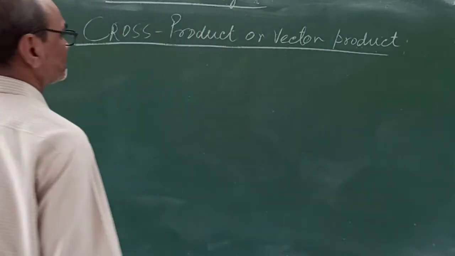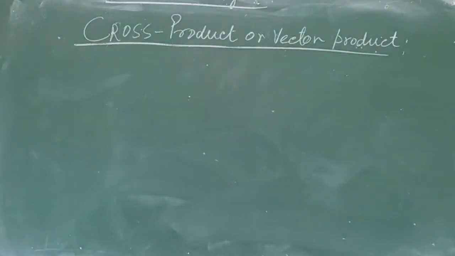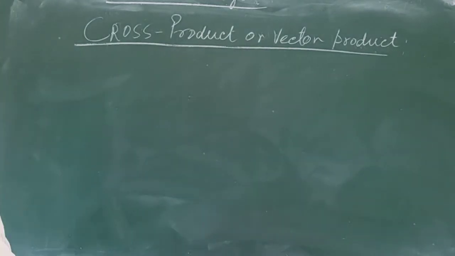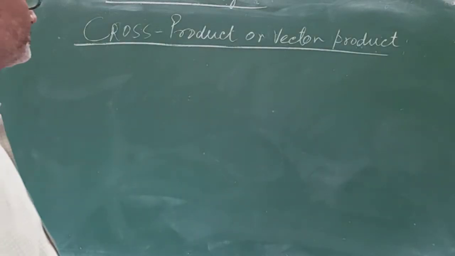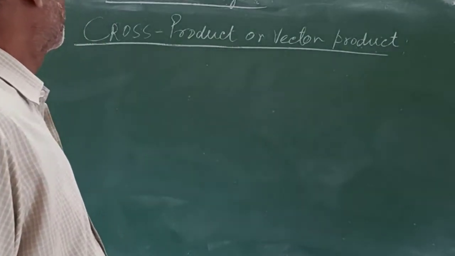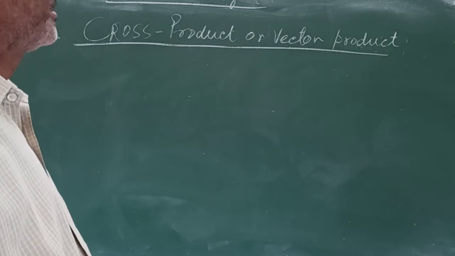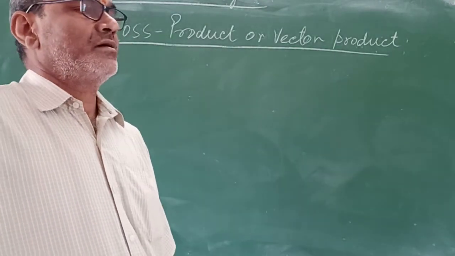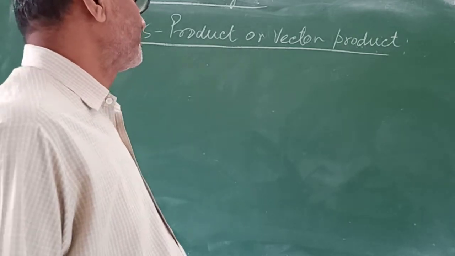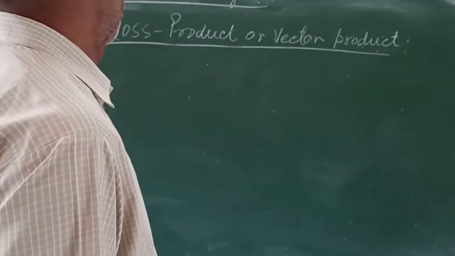Today I am going to start a new topic, cross product or vector product. In a vector, we give the direction to the product of the vectors, and then we get the cross product of two vectors. It is the last point of your vector. So today I am going to start the cross product of two vectors.